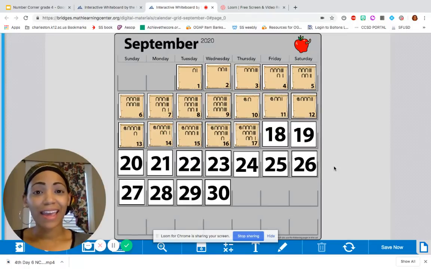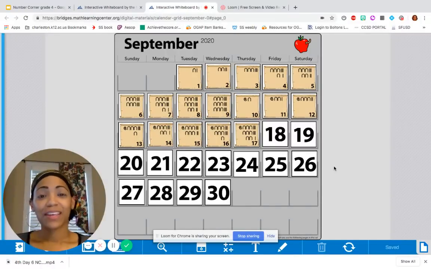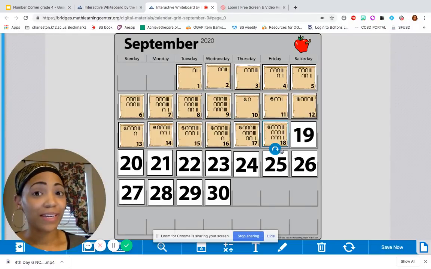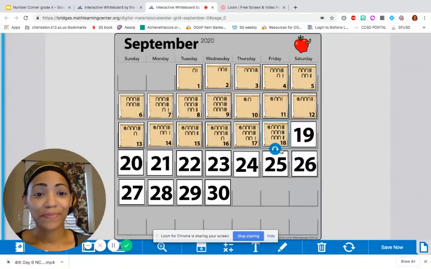Happy Friday! We made it through our second week of school, but not without doing number corner, right? It'll be a laid-back day, sort of. Let's start off by looking at our calendar grid marker for today and maybe taking a sneak peek at what may happen over the weekend.